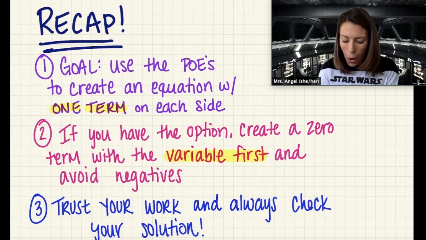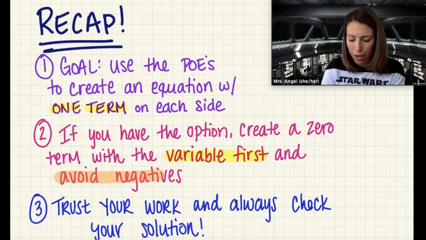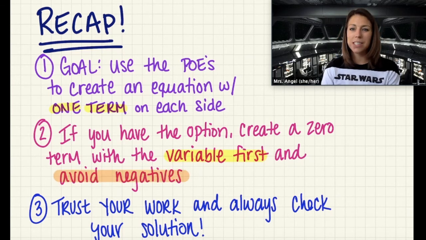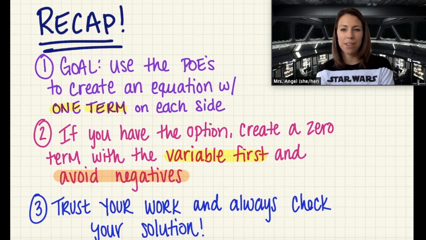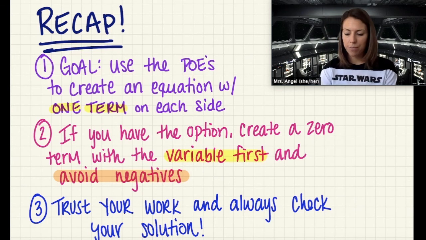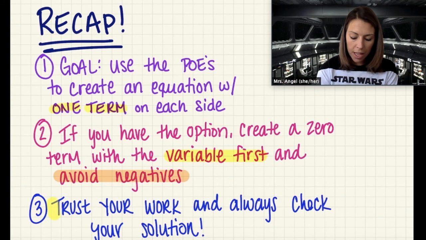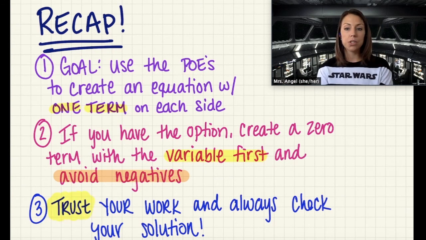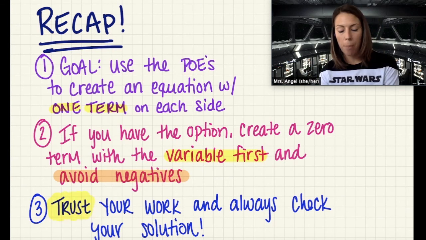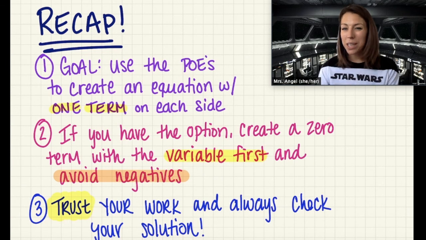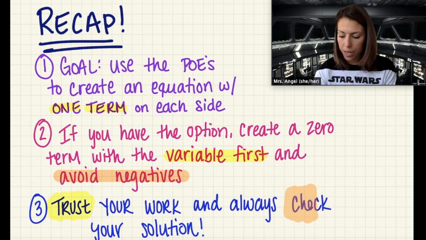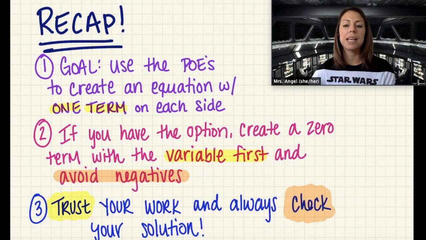And again, it's always probably a good idea to avoid those negative coefficients. There's usually a way to avoid negatives. I suggest going in that direction. Finally, and most importantly, make sure that you're trusting your work as you go along. As long as you're using the properties of equality correctly, you really can't go wrong. And always, always, always, always check your solution, because that's how you know that you actually did all of that work correctly.